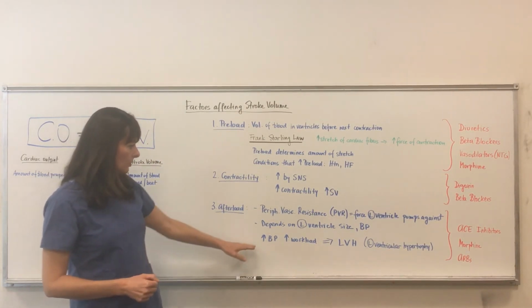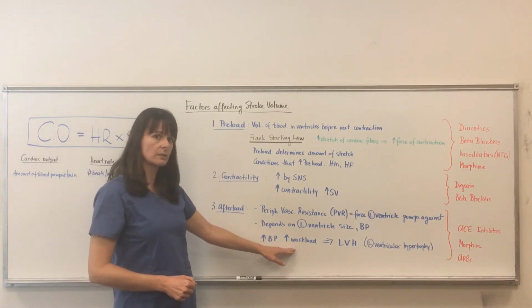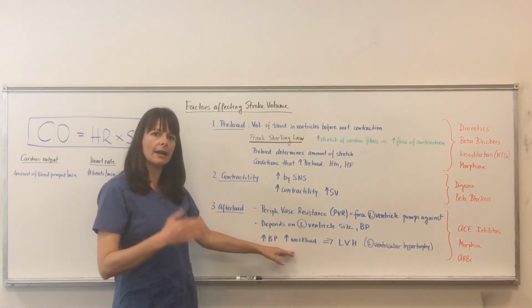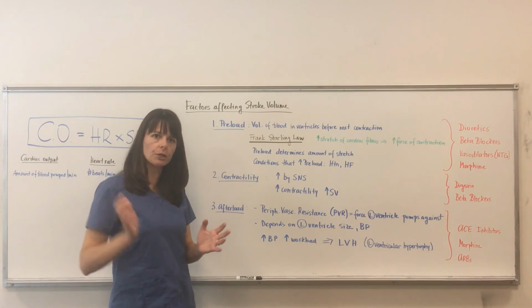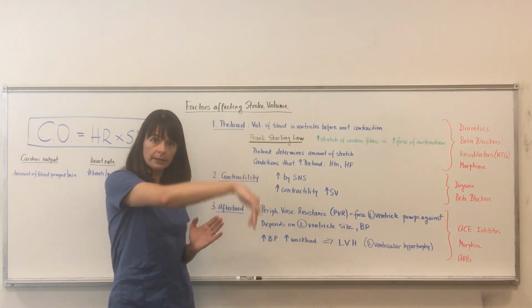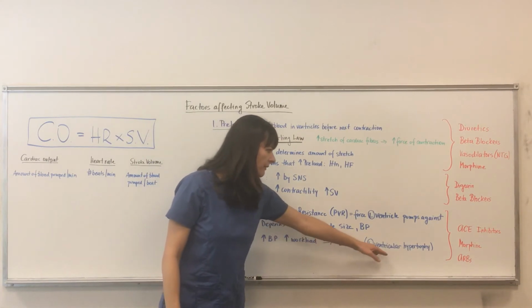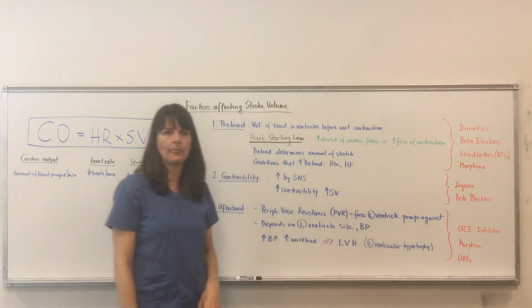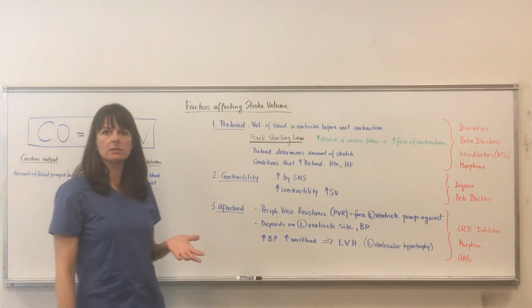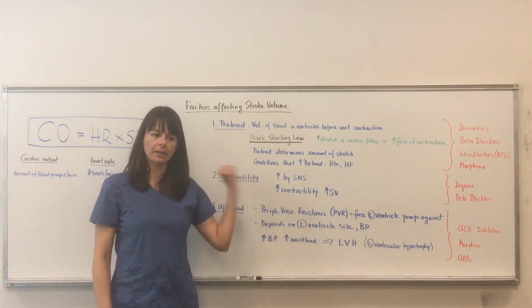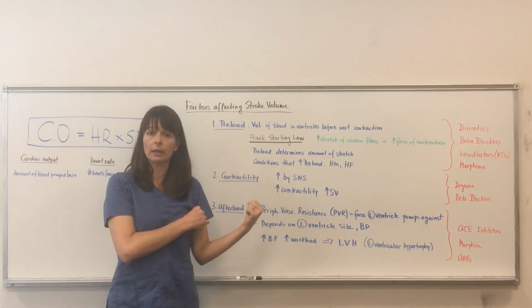And then increased blood pressure increases the workload. So if the pressure is higher, the heart has to work harder to get the blood out to the body, which leads to LVH, or left ventricular hypertrophy. So think about it, the heart is a muscle just like any other muscle in your body. The more you work it, the bigger it'll get.